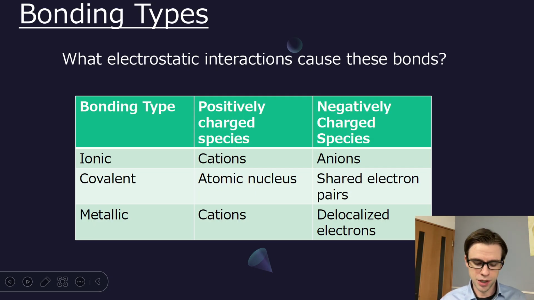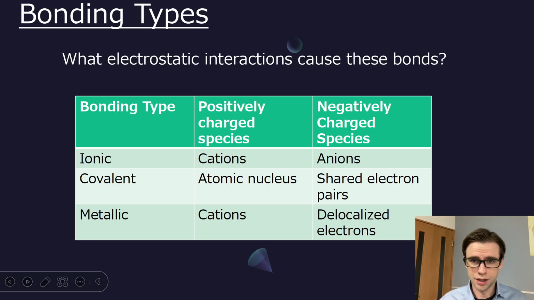And then metallic at the bottom here, we have electrostatic forces again holding it together, but this time it's cations like in ionic, but instead of anions, we don't usually have anions in metallic bonding, but we have delocalized electrons, a lot of electrons that are freely roaming around. This gives it properties like good electrical conductivity, good heat conductivity, those kinds of things.